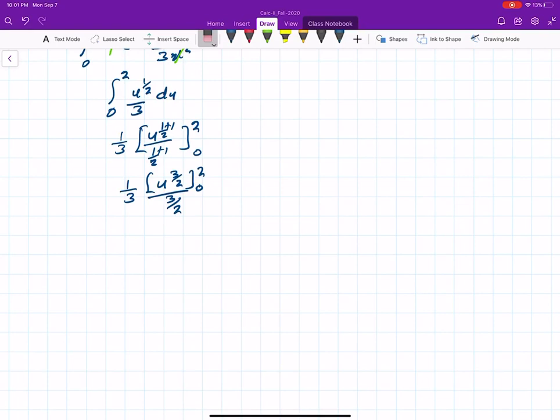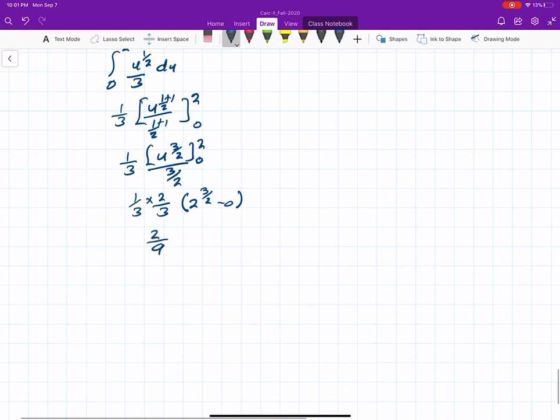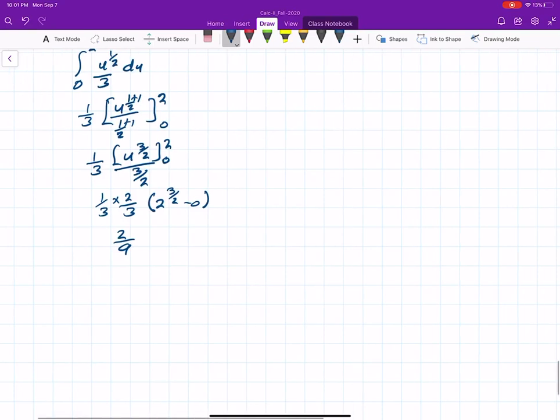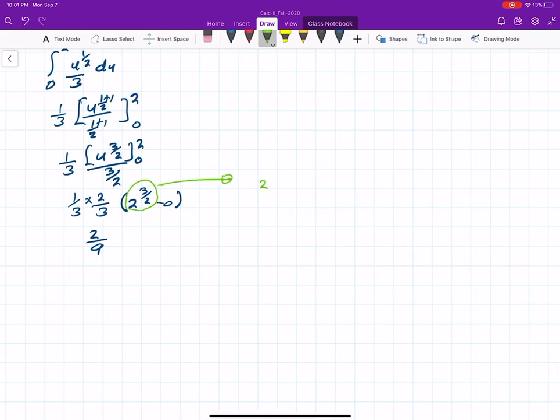And then this can be written down as 1 over 3 times 2 over 3, and here it is 2 to the power 3 over 2 minus 0. And here this is 2 over 9. Then you have to simplify 2 to the power 3 over 2. Let's see how to simplify that. This is again calc 1.